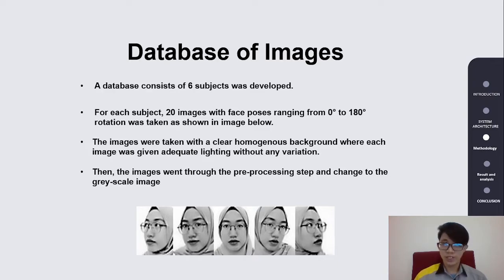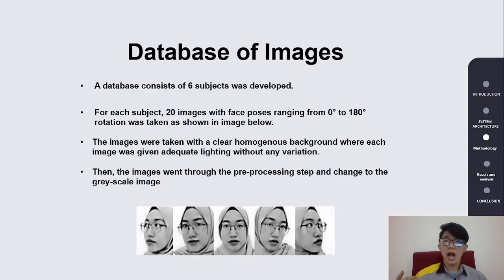For each subject, 20 images with face poses ranging from 0 degree to 180 degree rotations were taken, as shown here. The images were taken with a clear homogeneous background, where each image was given adequate lighting without any variation. This is to ensure that there is no overexposed or underexposed region in the image.